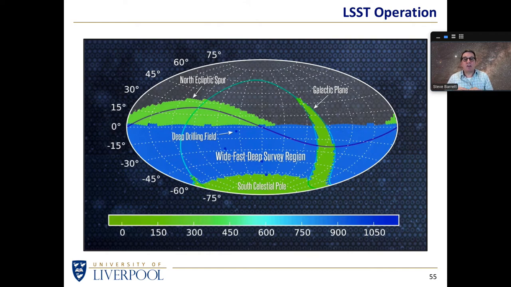Note that the south celestial pole is green. It's not going to be imaged as many times. Why are they not interested in the south celestial pole? Well, mainly because it's low down in the sky. From the latitude of Chile, the south celestial pole is not that high in the sky. There's no point in imaging when you're looking through a lot of the Earth's atmosphere.